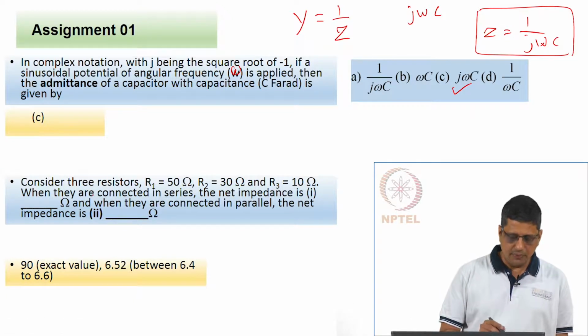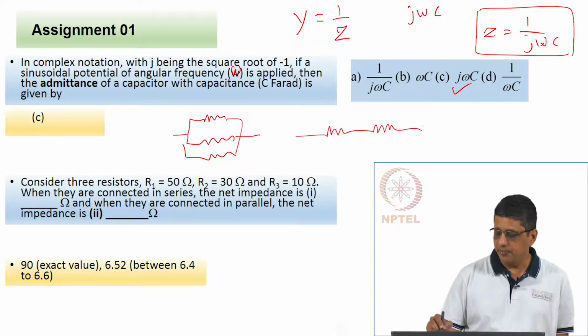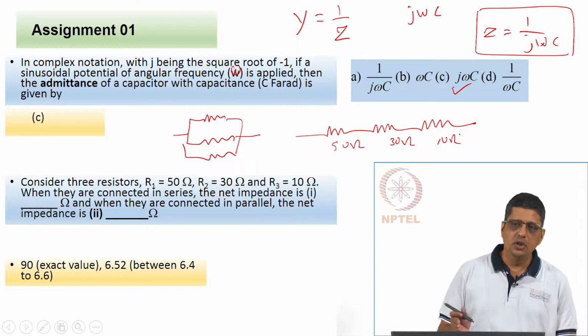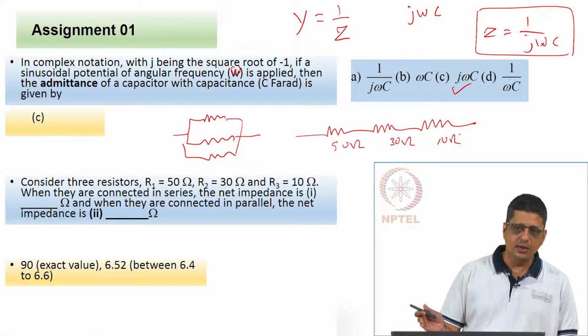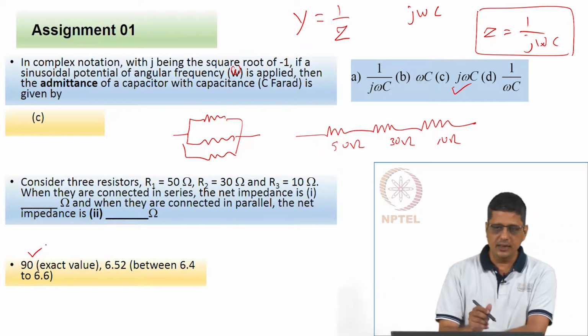The next question, you have to consider 3 resistors. We can arrange them in parallel, we can arrange them in series. One is 50 ohms, another is 30 ohms, another is 10 ohms. If you arrange them in series, you have to add these resistance values to get the total resistance, that is 50 plus 30 plus 10. So, you should get 90 ohms when they are arranged in series.